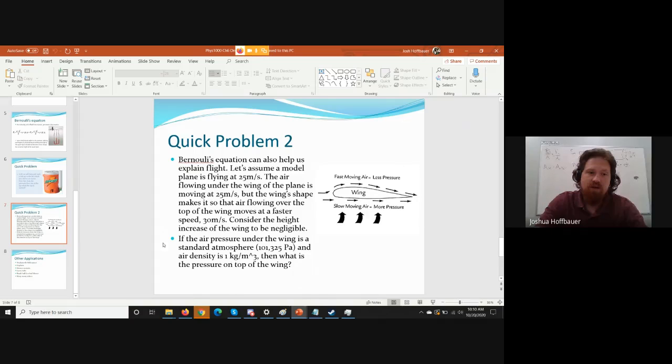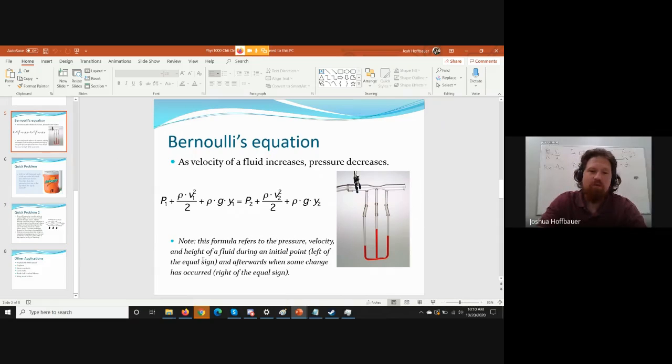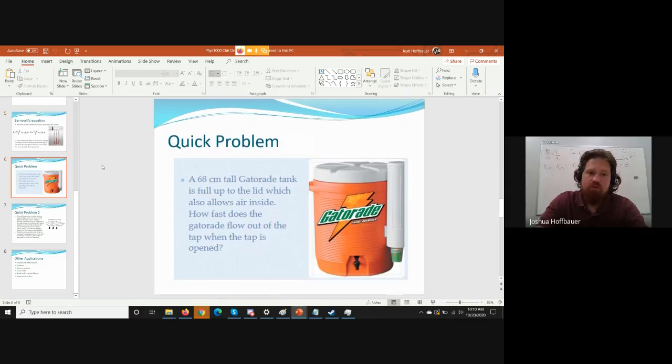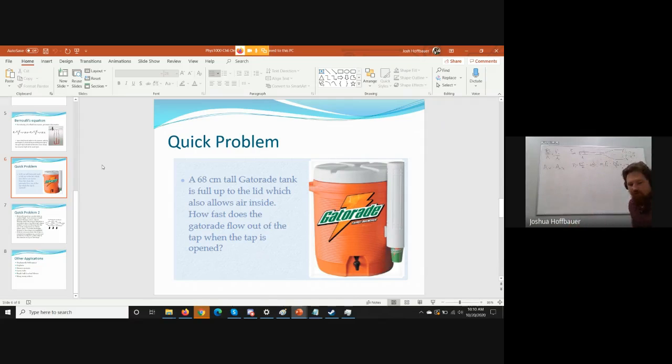So on the 5-6 notes, we talked about Bernoulli's equation, and we worked at least one example with it. Now, the main function of Bernoulli's equation is to show what is happening in a system before and after some sort of a pressure change, or comparing two different parts of a pressure system. The example that we looked at last time, which is currently the one that I'm screen sharing, this is slide number 6, was the Gatorade tank.